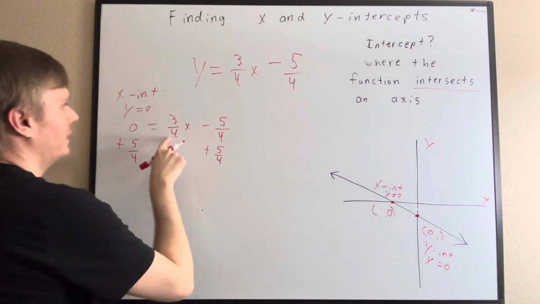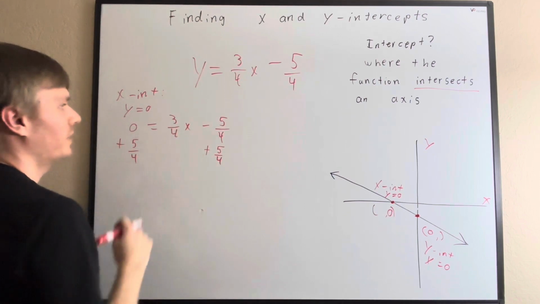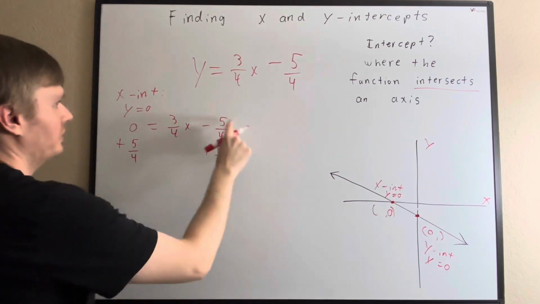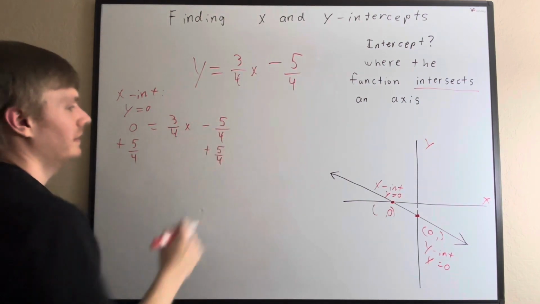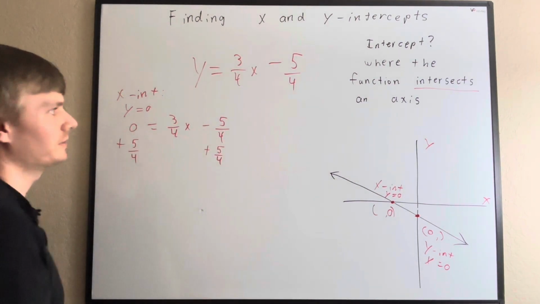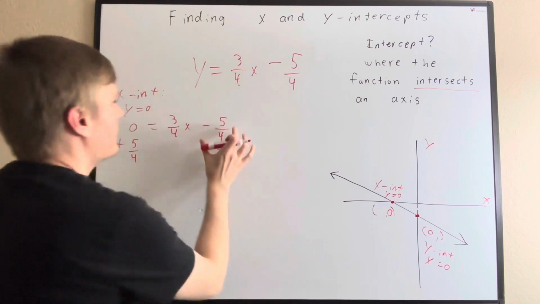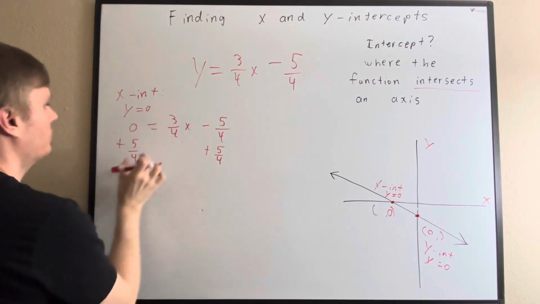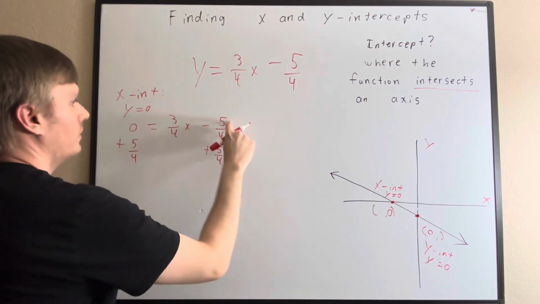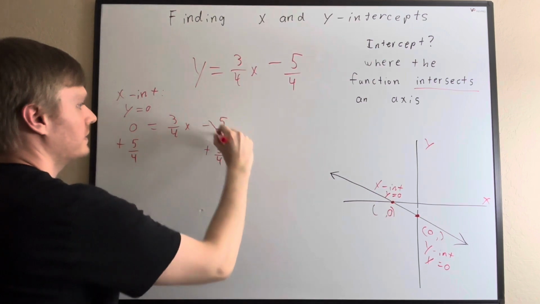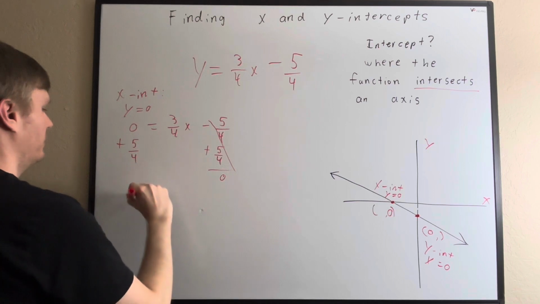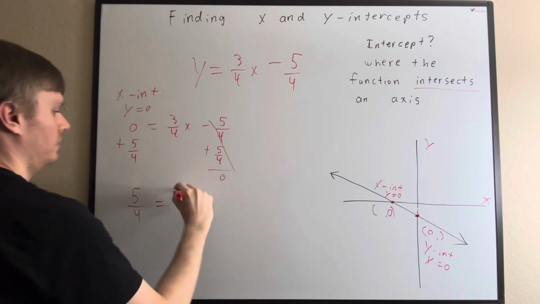You shouldn't multiply both sides by 4/3 first because you'll get a mess over here, the math is a little more difficult, and anything multiplied by 0 will just be 0, so you really wouldn't have done anything. You're just trying to get these numbers over to the left side so that x will be all alone. So negative 5/4 plus 5/4 is 0, so that cancels out. 0 plus 5/4 is 5/4. That is the easiest math I will do all day.